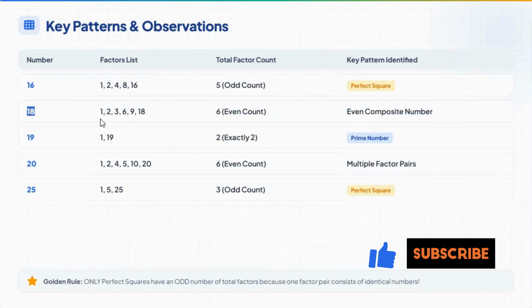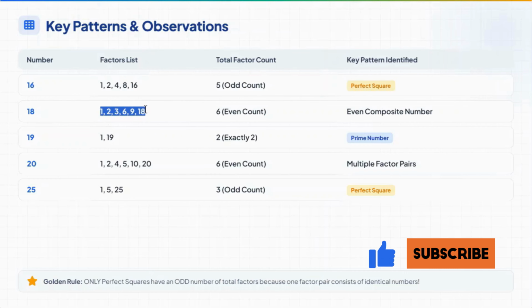And for 18 you can see an even number of factors. Those factors are 1, 2, 3, 6, 9 and 18. These are even because 18 is a composite number, so it is an even composite number.